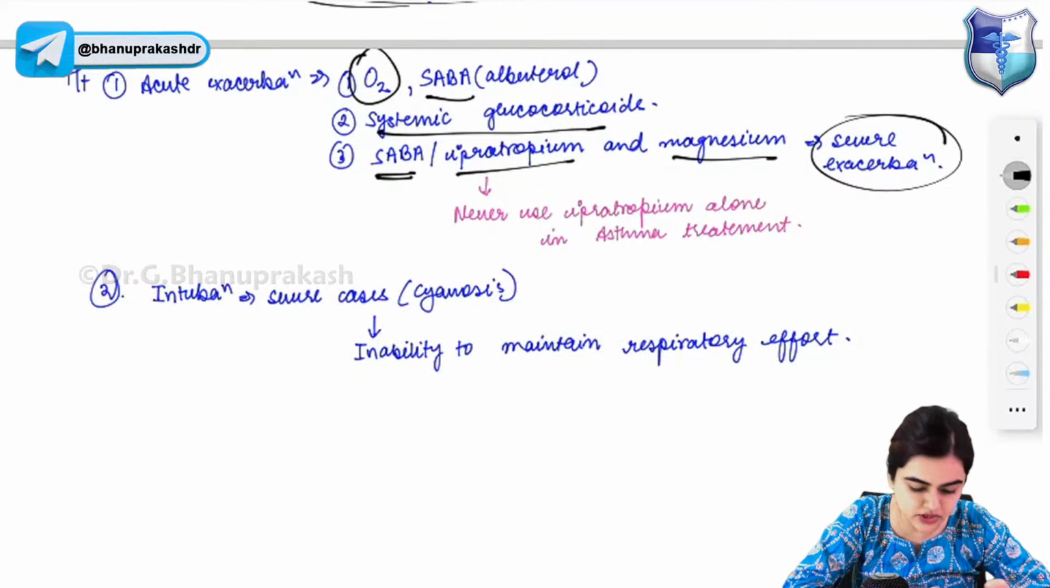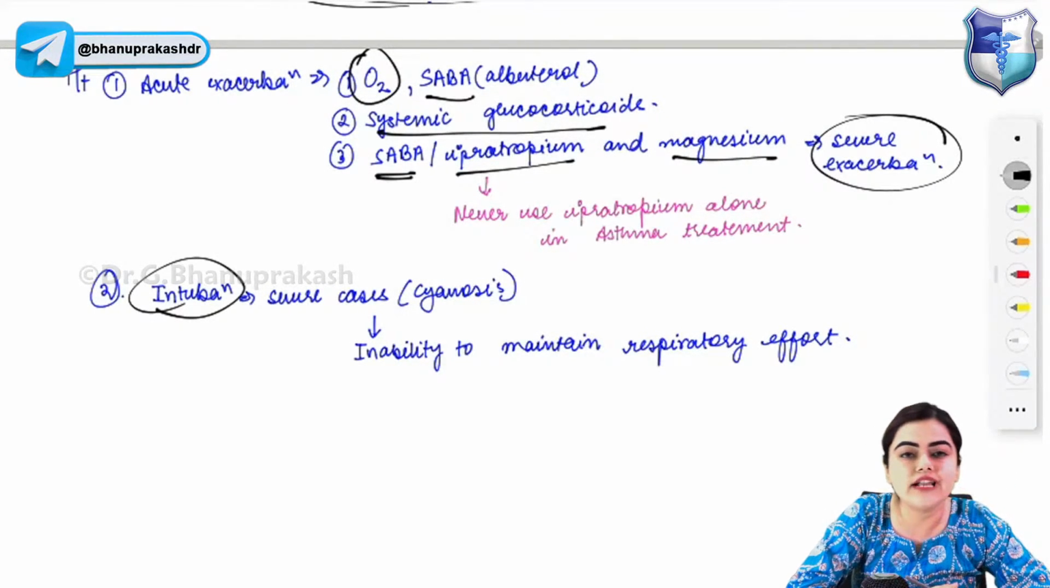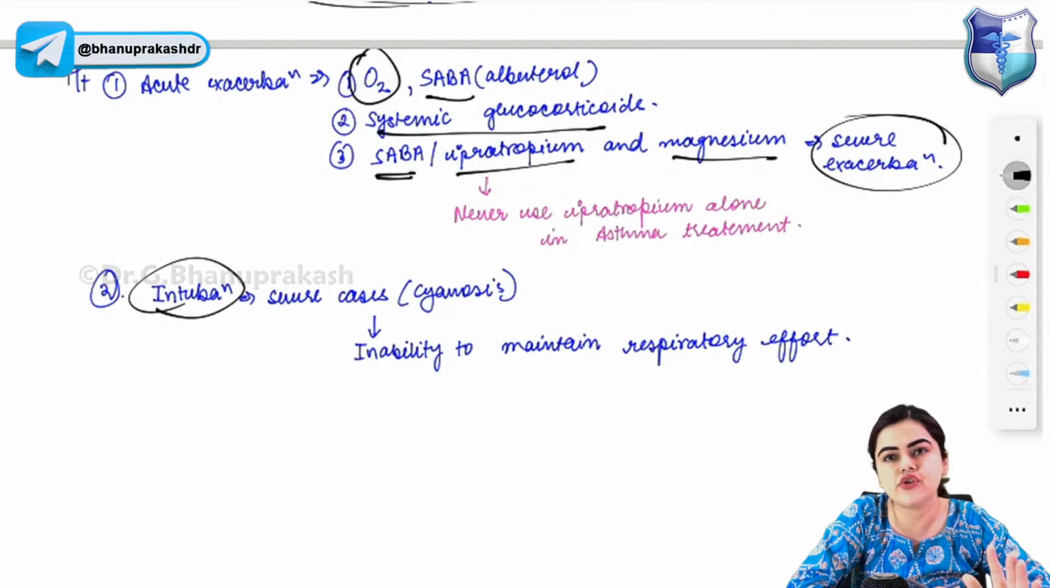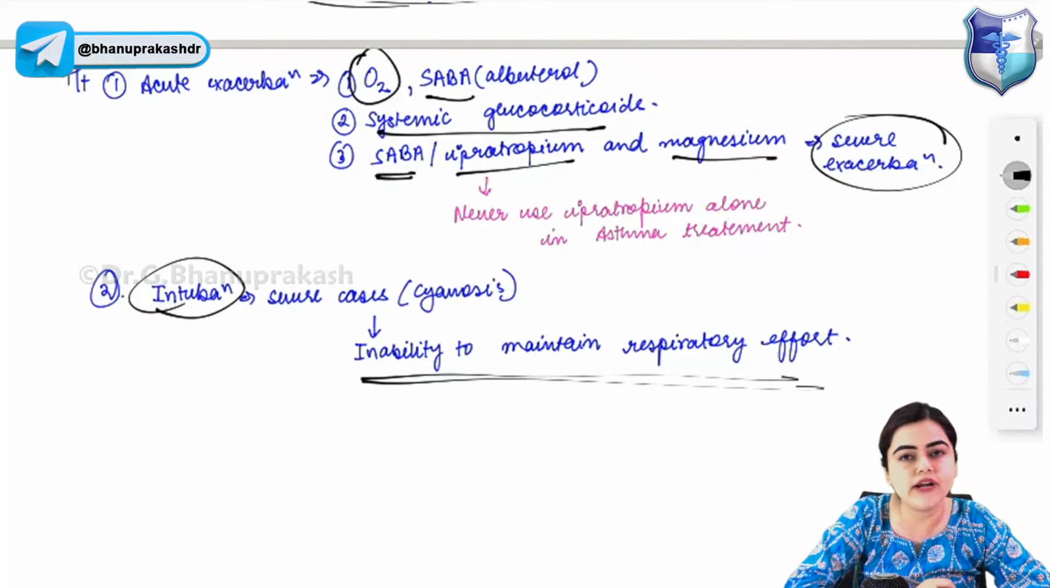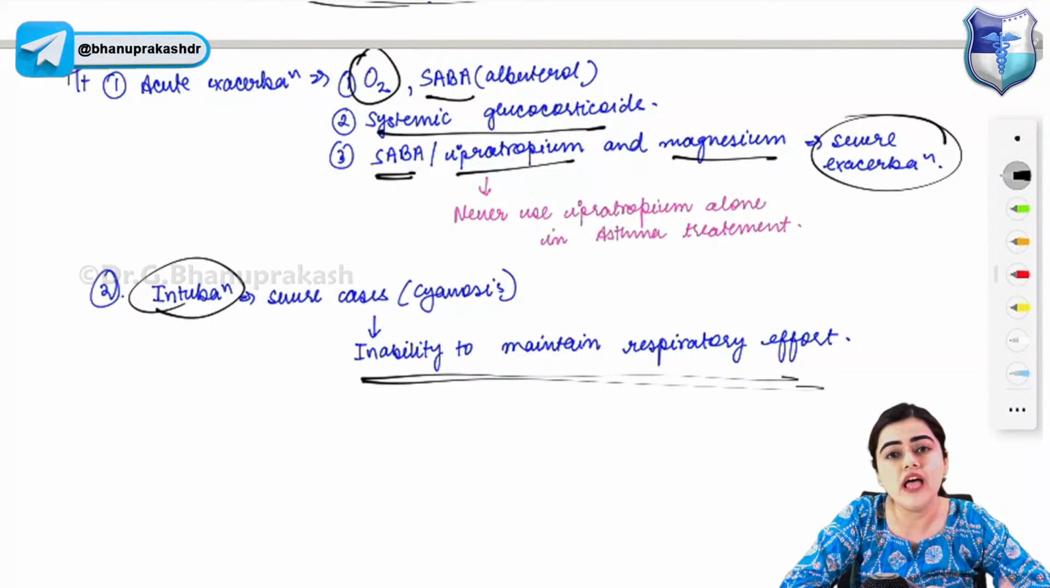Coming to intubation. So, treatment in case of acute exacerbation, you will give oxygen to the patient, you will give SABA, you will give systemic glucocorticoids, or you have to give ipratropium or magnesium in case of severe exacerbation. And in severe cases, if you find that the patient is going into cyanosis, sometimes you may have to intubate the patient. So in severe cases, when the patient is unable to maintain the respiratory effort and is going into cyanosis, then you have to perform intubation.